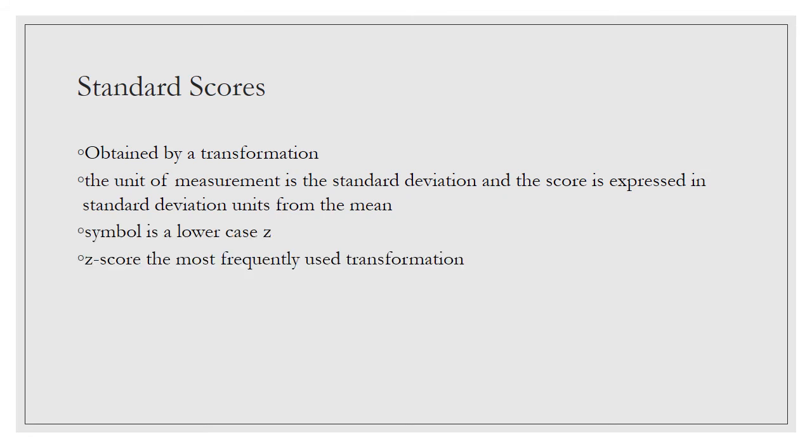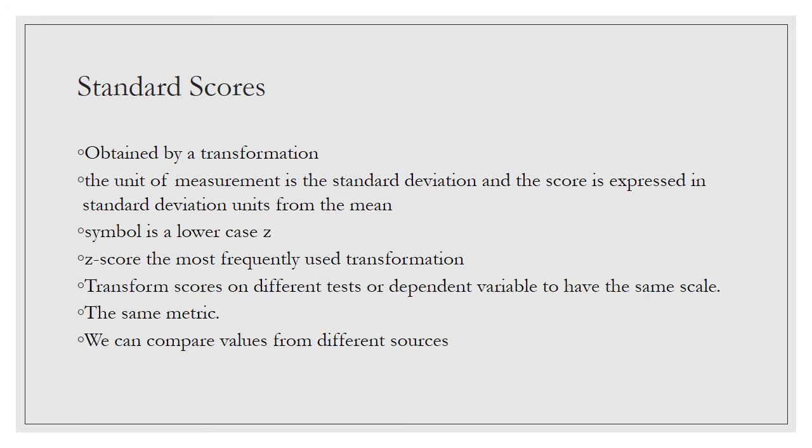The type of standard score we're going to talk about is a z-score. It's the most frequently used transformation. So we're just going to use the symbol of the lowercase z to represent scores. Transformed scores are useful here because we can have measures on different tests or dependent variables, and we can transform them to the same scale so that when practical, when logical, they're on the same metric mathematically, we can compare those values from different sources when it's appropriate. This is all still in the descriptive statistic world, but this is one of the key components that will move us eventually into some of our inferential statistics.